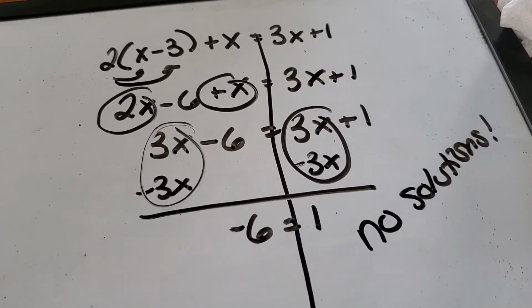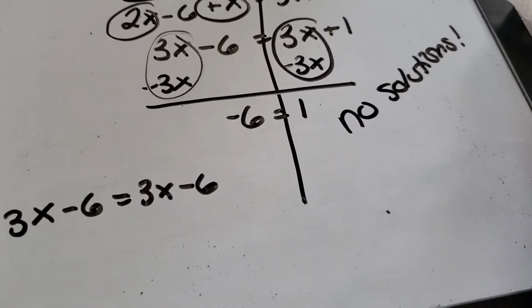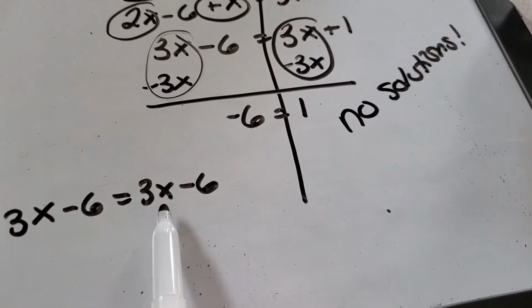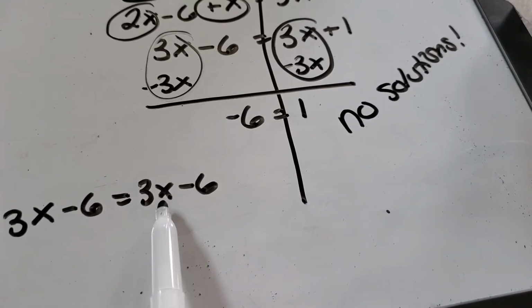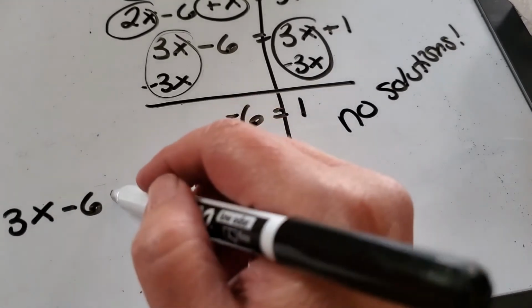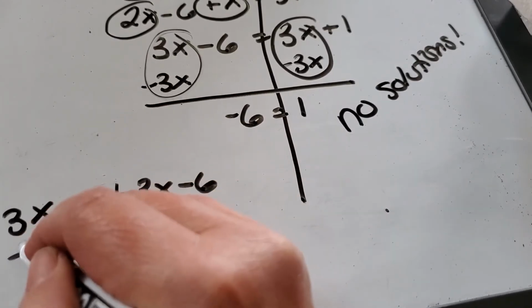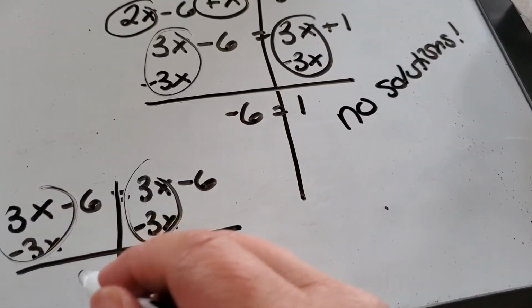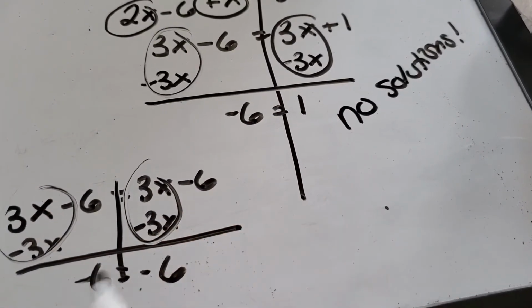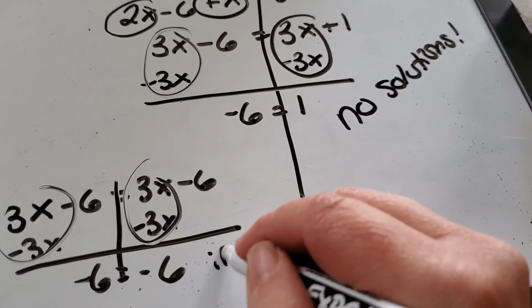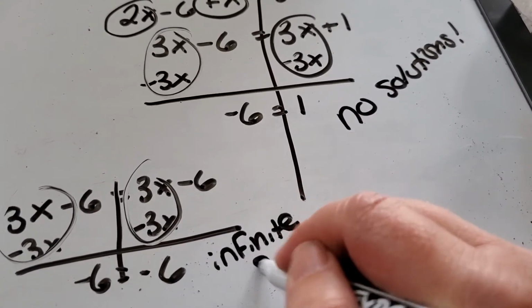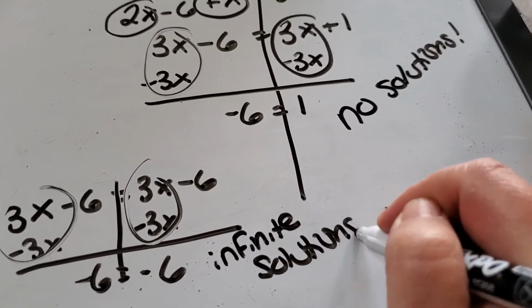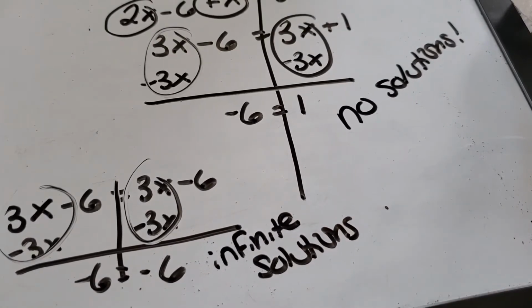But if the equation came out to be something like 3x minus 6 equals 3x minus 6, that's an example of infinite solutions. Any number you plugged into x would make both sides come out to be true. And if you tried to solve that, subtract 3x from both sides, that's gone, that's gone. You end up with negative 6 equals negative 6, which is always true, makes perfect sense. That's infinite solutions. Hope you're starting to get the hang of that. If not, make sure you let me know. We can go talk about it some more.